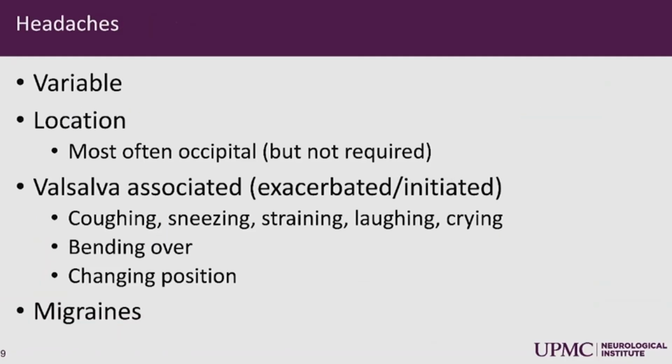Now, the headaches can be variable in location, but most often are in the occipital area, the back of the head, and they're what are called Valsalva associated. Valsalva is when you cough, sneeze, strain, laugh, cry. It can also happen when you're bending over or changing positions. That bottom part of the brain gets compressed a little bit into the foramen magnum, and that creates that pressure buildup, and the patient gets a sudden headache, again mostly in the occipital area, which can resolve pretty quickly.